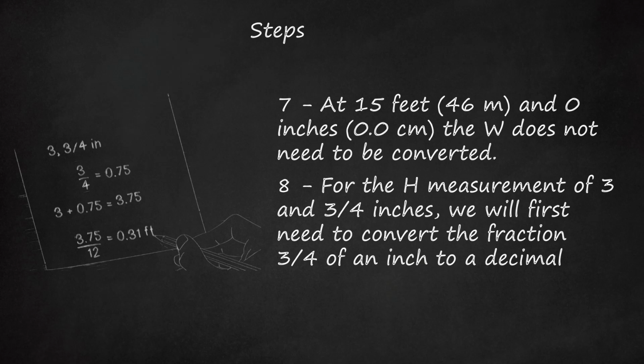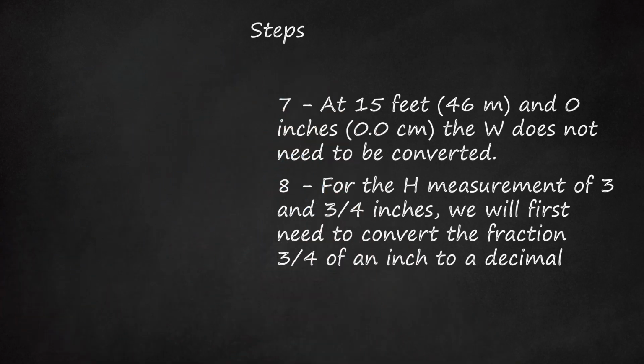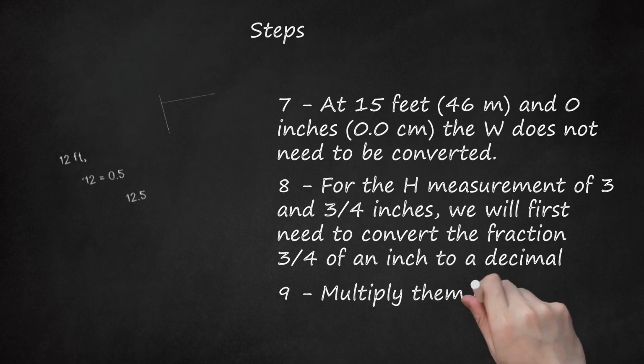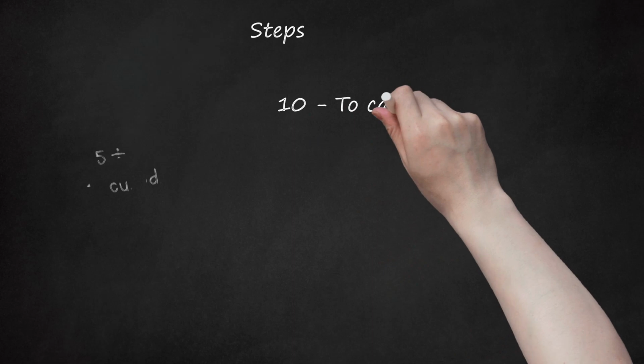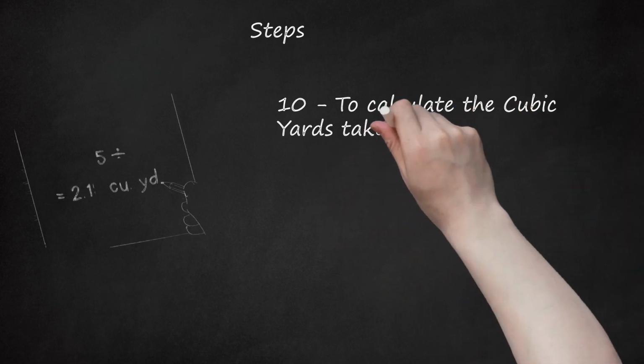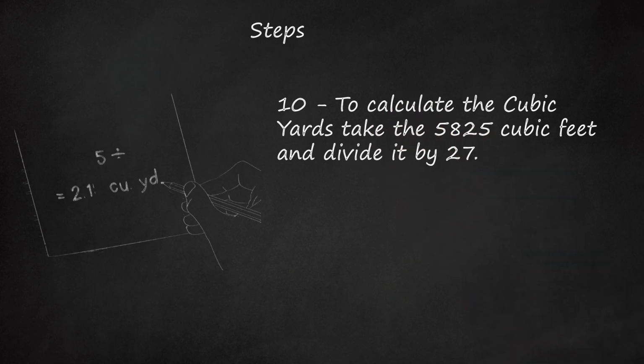Now we have L equals 12.5 feet, 3.8 meters, W equals 15 feet, 4.6 meters, and H equals 0.31 feet, 0.1 meters. 9. Multiply them all together. 12.5 times 15 times 0.31 is equal to 58.25 cubic feet. 10. To calculate the cubic yards, take the 58.25 cubic feet and divide it by 27. 58.25 divided by 27 is equal to 2.15 cubic yards.